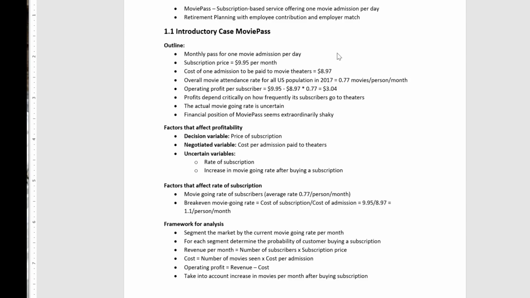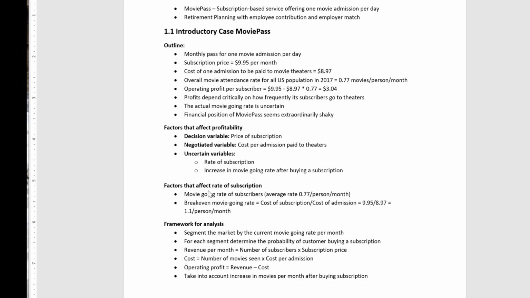So we have to look at this segment by segment, and even within each of those segments, once a person purchases a subscription, that person, if they had been going to movies at a rate of say 0.5, they're probably going to increase that rate to maybe 1 to make the subscription worthwhile. So we have to deal with those situations when we set up the model.